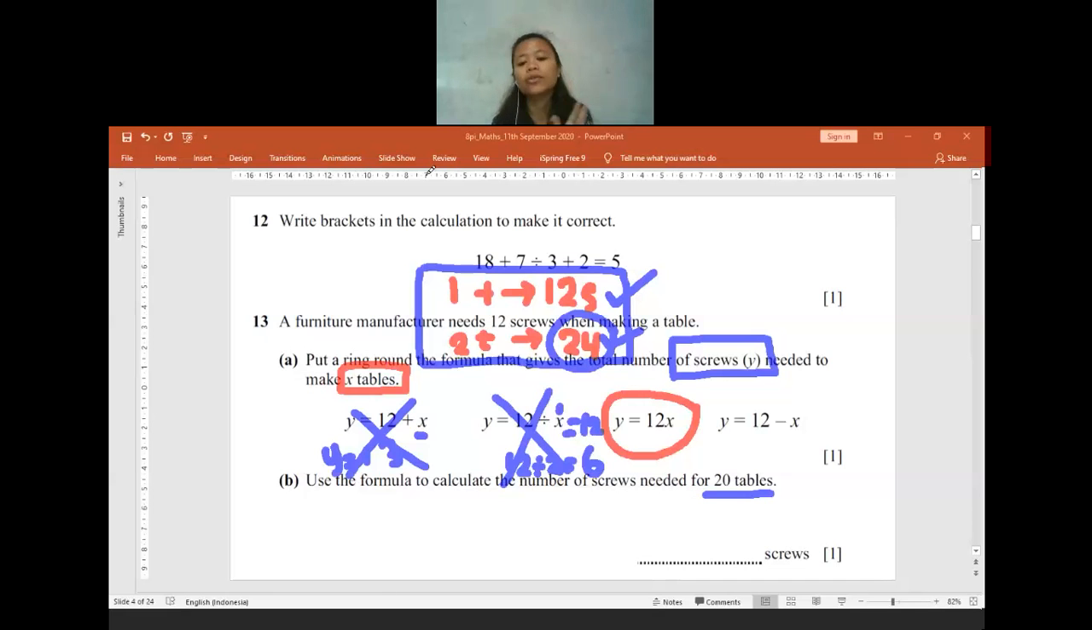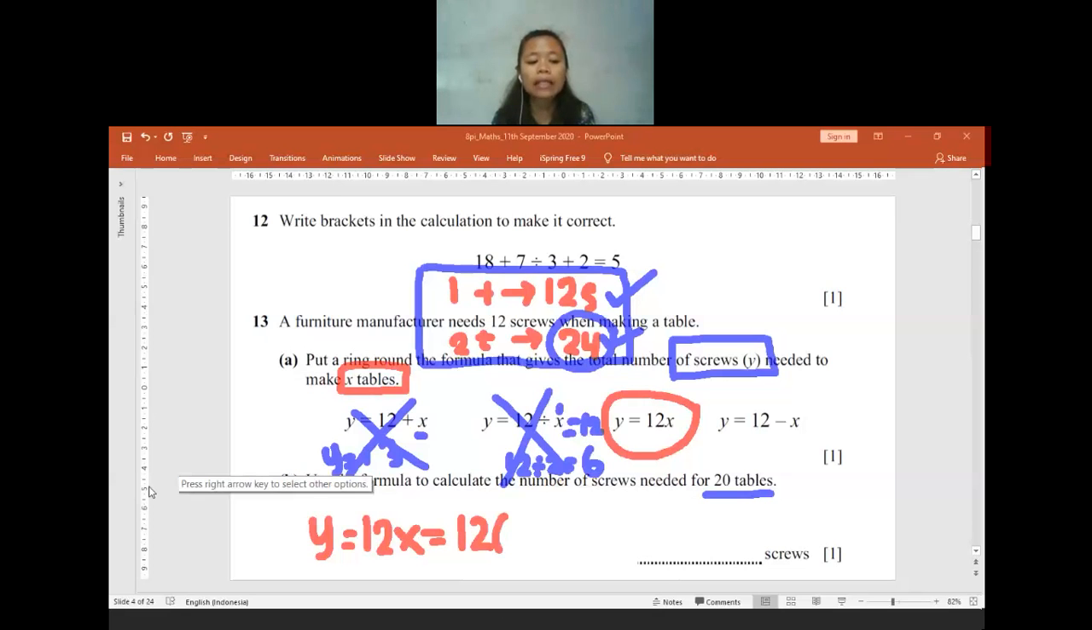Use the formula to calculate the number of screws needed for 20 tables. It says 20 tables, so we use the formula that we already picked. We take the third one, so it says 12x. Because the question says we have 20 tables, it means the x we replace with 20. Yes, so it will be 12 times 20. 12 times 20, the answer will be equal to 240.